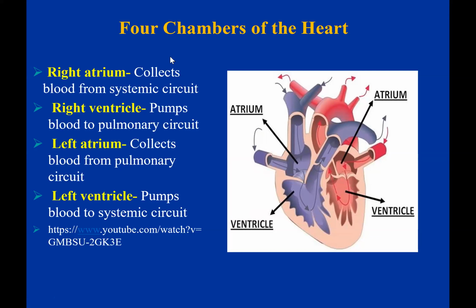The right atrium is going to collect blood from the systemic circuit. And the right ventricle is going to pump this blood into your lungs where it can get oxygenated. The left atrium is going to bring in the blood from the lungs that is oxygenated. And the left ventricle, when it contracts, is going to pump the blood to the systemic circuit.